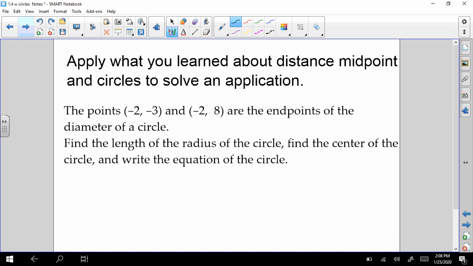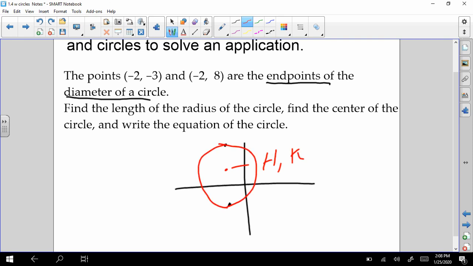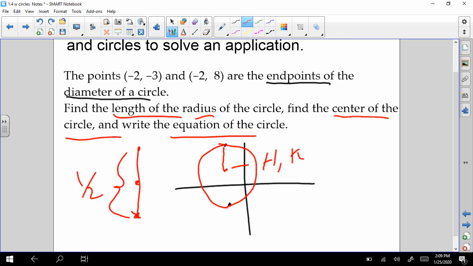Let's take what we've talked about then and take a look at these two ordered pairs, which are the endpoints of the diameter. If they are the endpoints of the diameter, -2, comma, -3, and -2, comma, 8, I should be able to find their midpoint and then be able to tell you what h and k are, because they're the endpoints of the diameter of a circle, correct? If I know what h and k are, then I could certainly figure out the distance from that to either of the 2 points, or I could take the distance of the diameter, whatever that is, and take half of it to identify what the radius is. So find the length of the radius, find the center of the circle, write the equation of the circle.